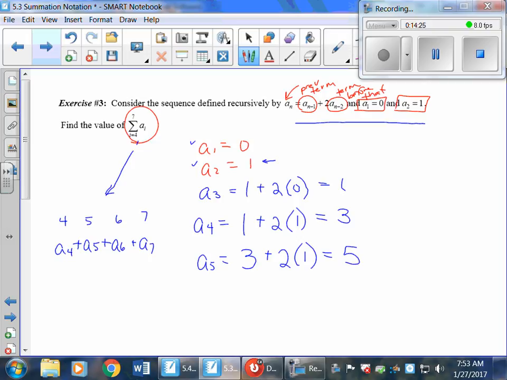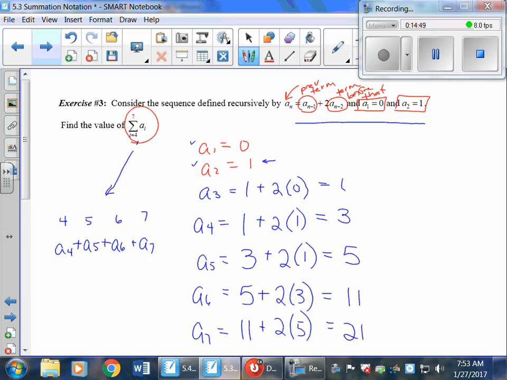Now, don't get ahead of yourself. This looks like it's generating odd numbers, but make sure you take a look at this, because a sub 6 is the previous term, which is 5, plus 2 times the term before that. 5 plus 6 is 11. And the last one we need is a sub 7, which is the previous term plus 2 times the term before that, which is equal to 21. So now using our summation here, I know that I'm going to have 3 plus 5 plus 11 plus 21, which is equal to 40.